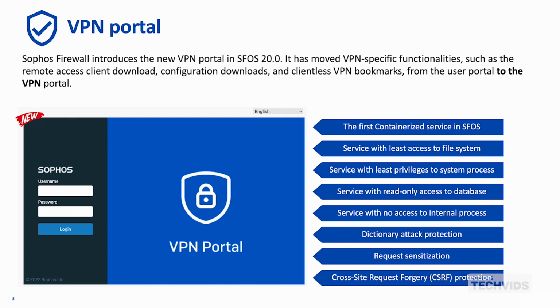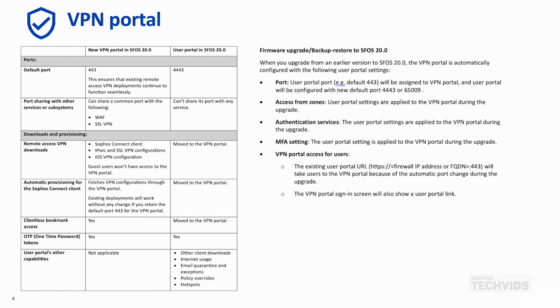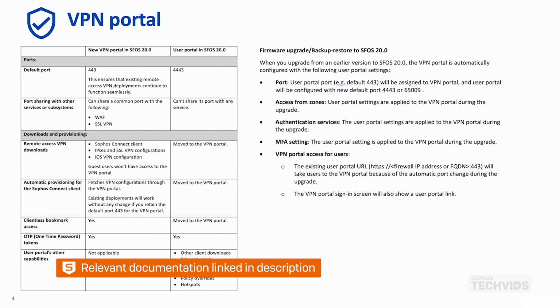For most VPN use cases, admins should now use the VPN portal and disable the user portal in the WAN zone. If needed, the user portal can still be exposed over the VPN zone for remote users. Now, taking a closer look, you can see that all VPN-related features have been migrated to the VPN portal, but a few features do remain in the user portal. For further details, refer to the documentation linked in the video description. This is also linked in the SFOS dashboard.